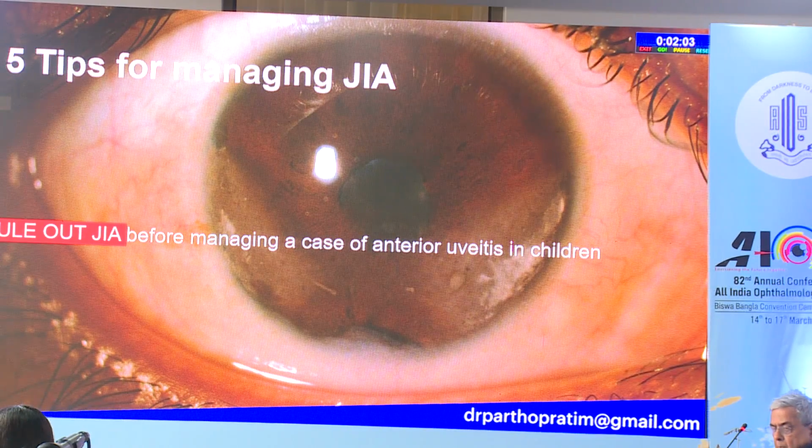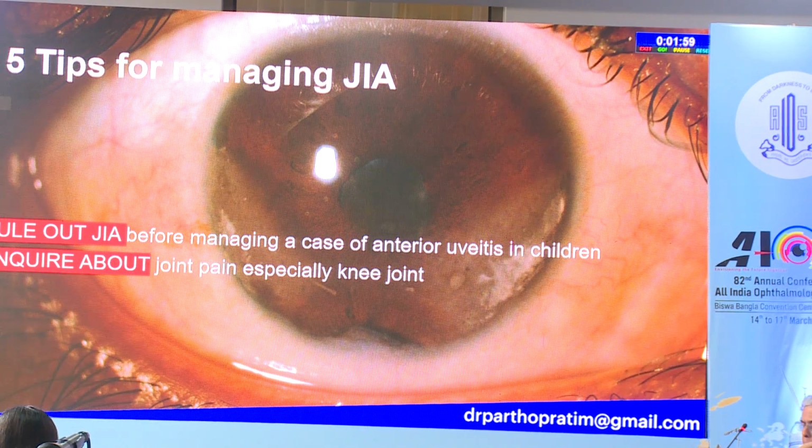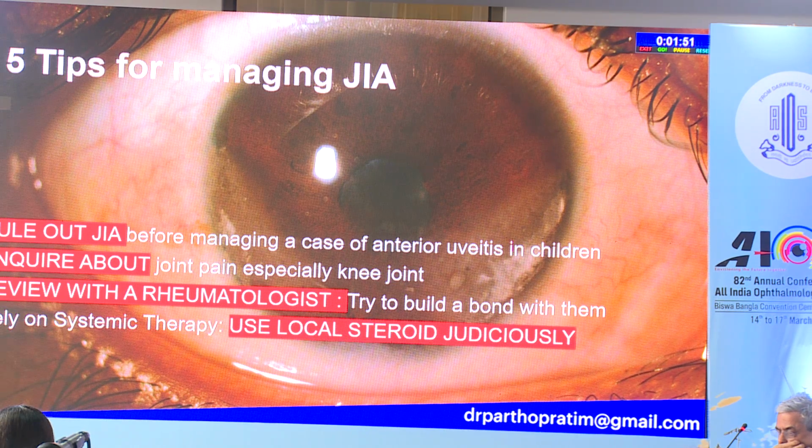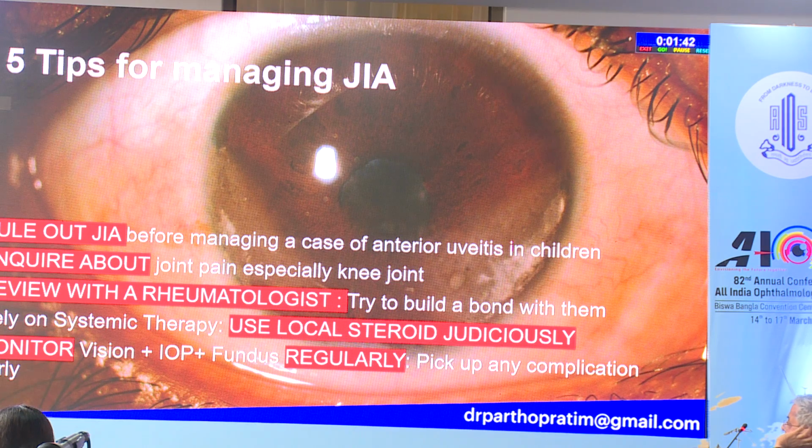So what are the tips? In any case of anterior uveitis in children, you have to take the history about joint pain, and you have to send the patient to rheumatologists to build a bond with them and keep treating these children for a longer time. You have to rely on systemic therapy, and start the patient on immunosuppressives and other treatments. And one most important thing, not only for the JIA patient but for every patient of anterior uveitis, you have to check the intraocular pressure regularly.